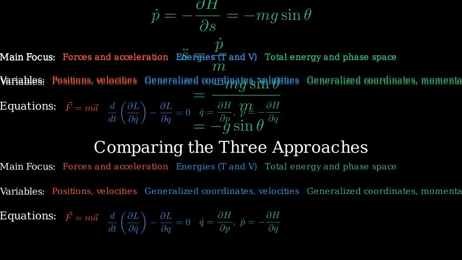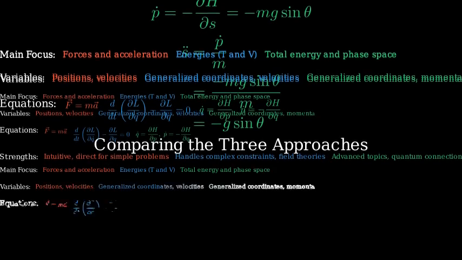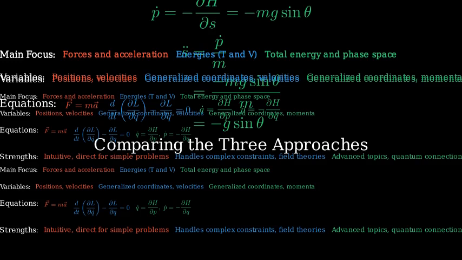The form of their governing equations. Newtonian, F equals ma, second order. Lagrangian, Euler-Lagrange equations, second order. Hamiltonian, Hamilton's equations, first order. And finally, their strengths. Newtonian, intuitive and direct for simple force problems. Lagrangian, handles complex constraints and field theories. Hamiltonian, excels in advanced topics and connects to quantum mechanics.